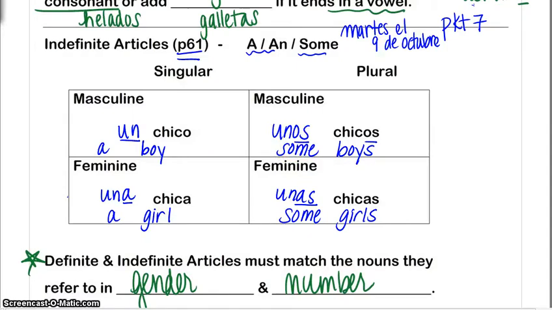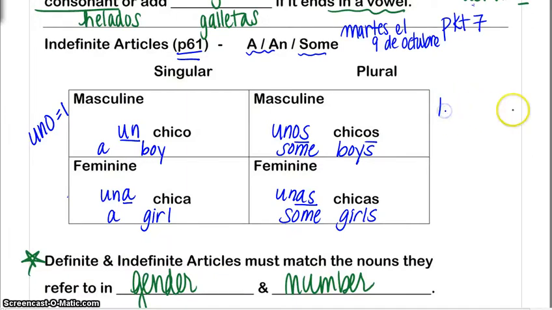Another way to remember that un is a is that it kind of looks like uno, and uno is how you say one in Spanish. Except if you say it, uno chico, it just sounds kind of funny. So in Spanish they've dropped the O, so it changes to un chico. So it kind of flows a little bit easier. Then you add the O back on so you can add an S. Unos chicos.